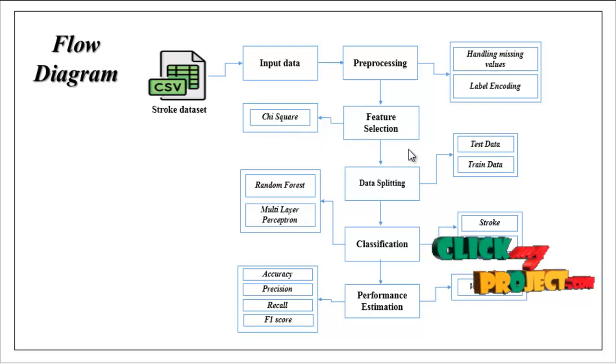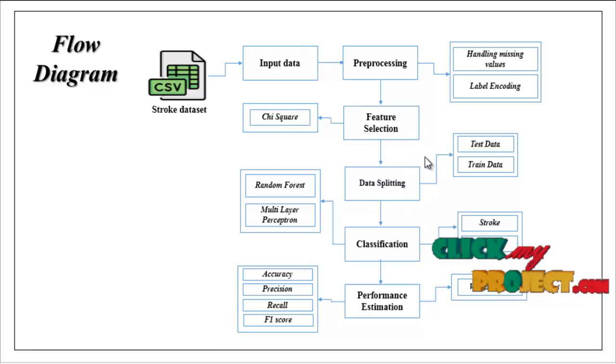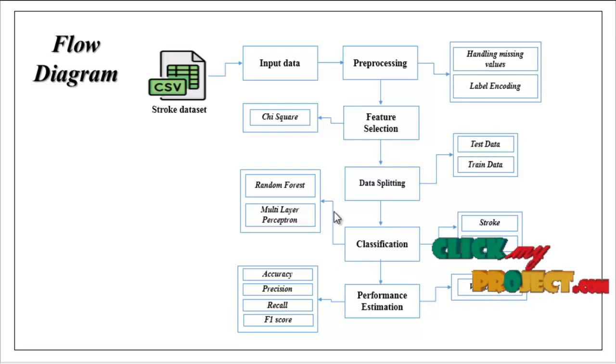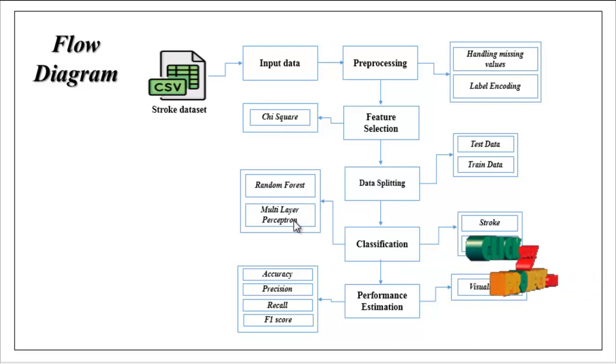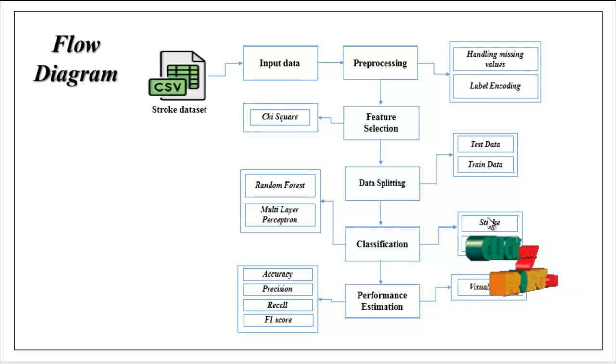Then the feature selected data is carried to the data splitting module. Here we split the whole dataset into test and train. Test is used for prediction and train is used for evaluation. Then the split data is carried to the classification module. Here we implement random forest and multi-layer perceptron. With the help of these algorithms, we can classify the input as stroke or normal, or identify or predict whether the input data based on symptoms is stroke or normal.